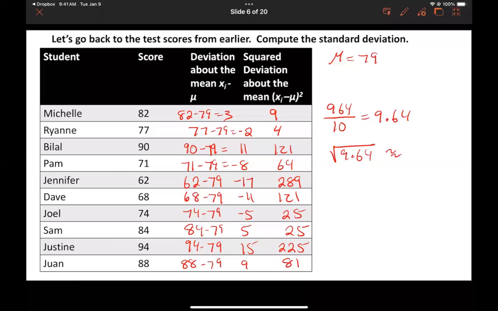What's 96.4? I don't know where my division is. Apparently I can't divide. Golly. I was waiting for someone to correct me on that one. Okay, there we go.